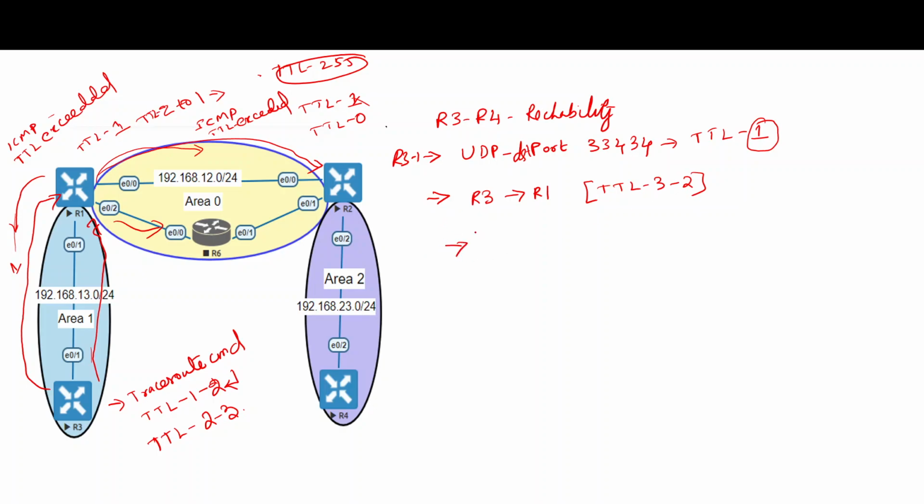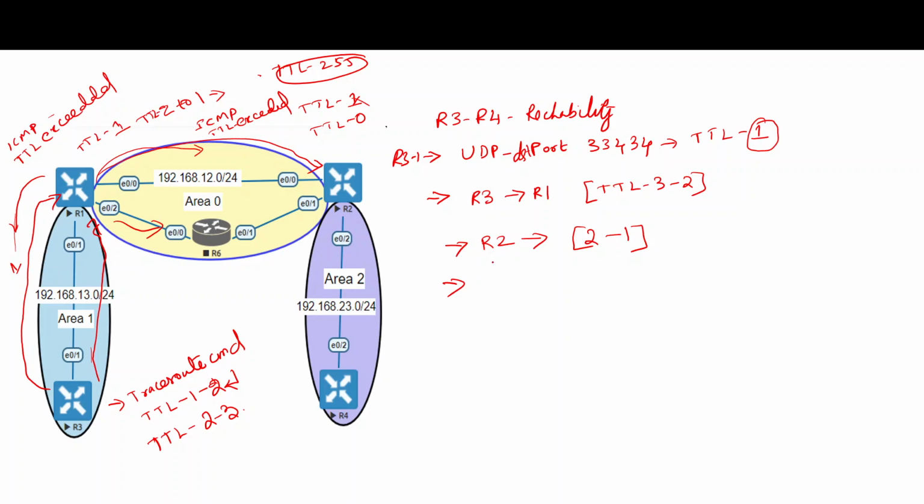R2 from R1. Now R2 will check the TTL value, it will check the source, destination and everything, and then it will check the TTL value. It will reduce the TTL from 2 to 1, okay, and send it to R4. Now the destination is reached.